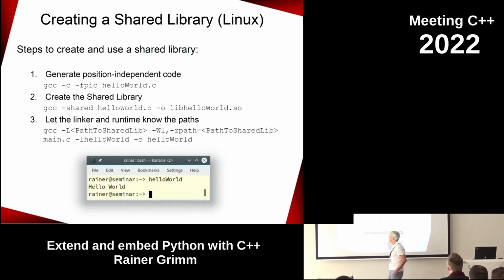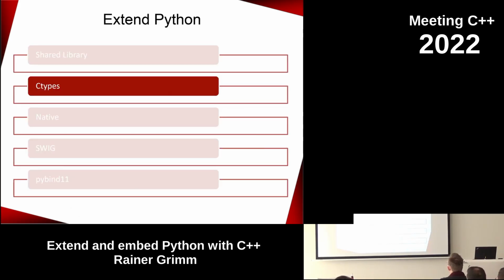Then I create a shared library, and only to see that it works, I created an executable out of this shared library, and you see it works. I can compile it, and now we have a hello world. I used just this shared library, but of course from C. But we want to do Python. This is the reason why we are here.